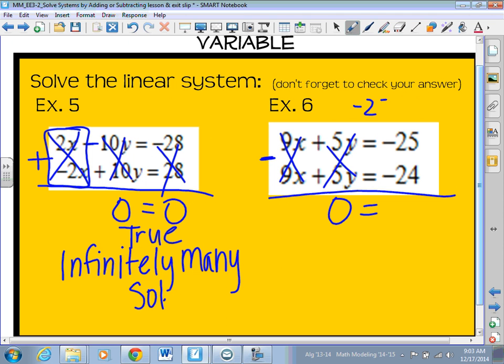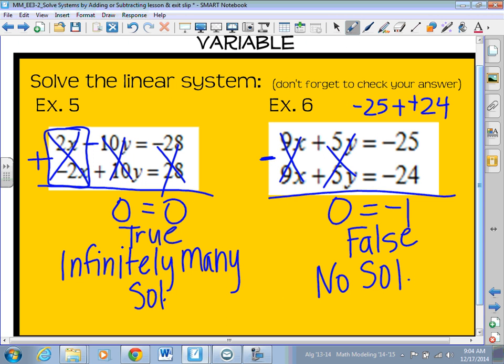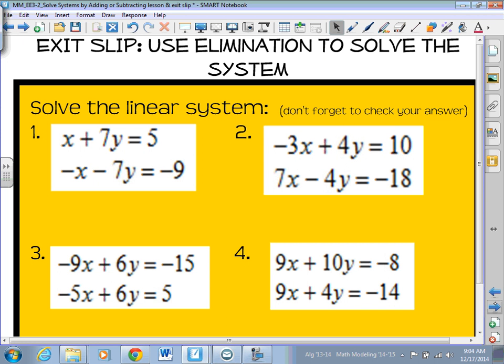Let me write it horizontally here. Negative 25 minus a negative 24. Well, if you notice, keep, change, change, it's really negative 25 plus 24, which gives me a negative 1. Well, again, my variables cancel, so I have to decide true or false. In this case, it's false, which means that I have no solutions. All right, very similar to equations. Make sure you have these in your notes.